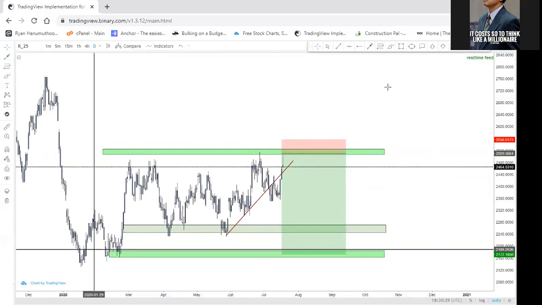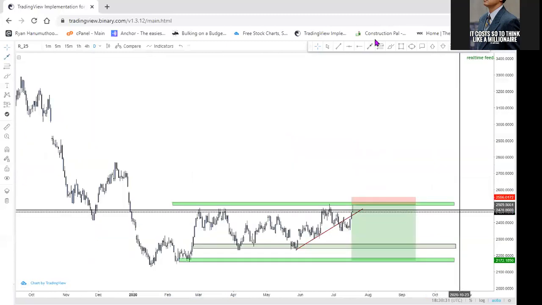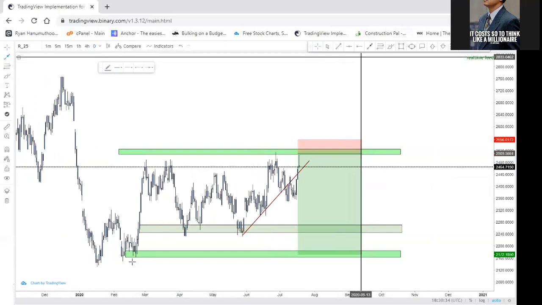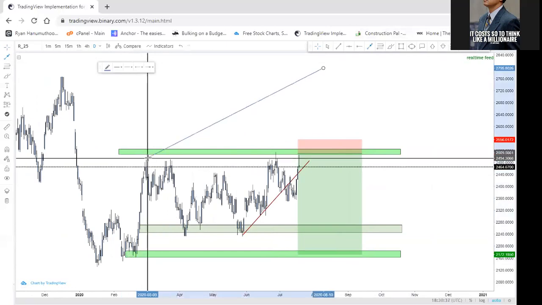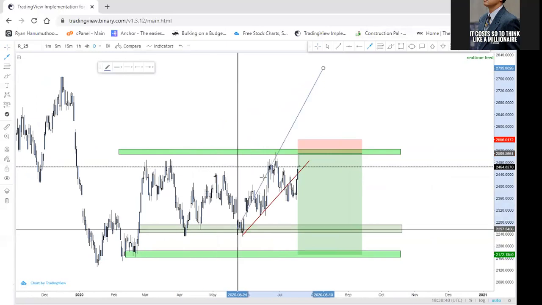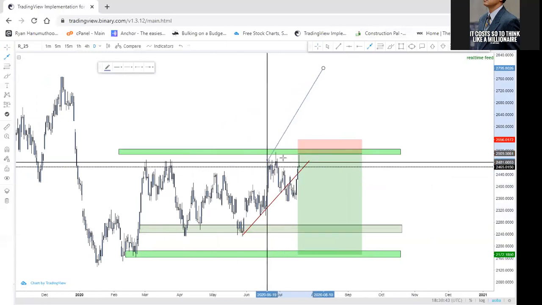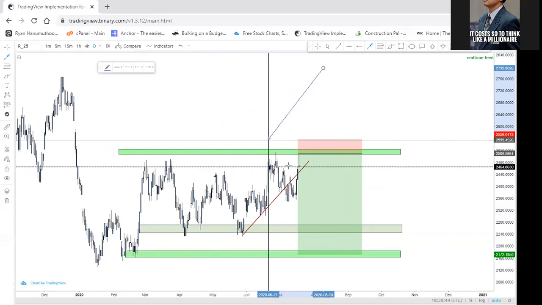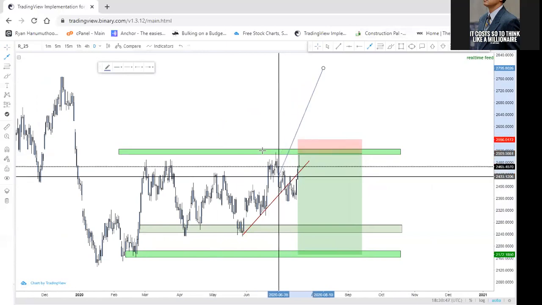And these zones were purely highlighted after the move from the bottom here to the upside, right? As you can see, price pulled back into my buy zone here, pulled back into the buy zone again, and it's currently sitting on my institutional sell zone. This does not mean, however, that it is ready to sell at the moment.